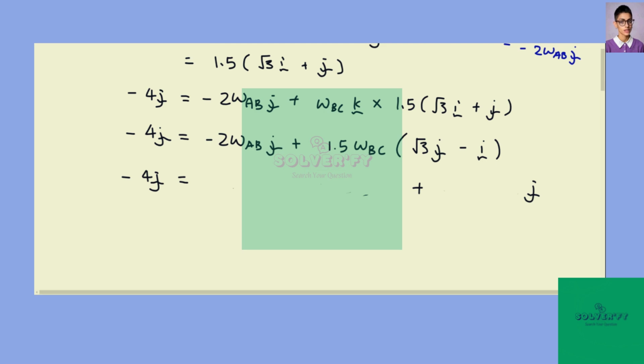So there's only one term with I components, which is 1.5 omega BC I hat, and then the J components with 1.5 root 3 omega BC minus 2 omega AB, this whole thing J. So comparing components.